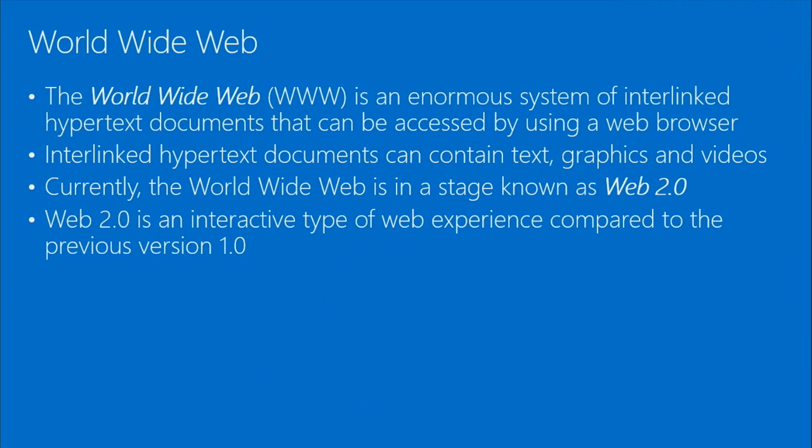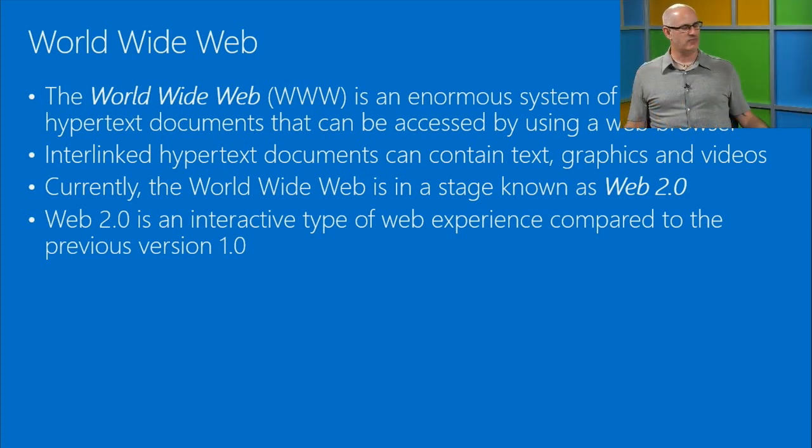So we talked about the internet and the World Wide Web being one of the services provided on the internet. It's a system of interlinked hypertext documents that can be accessed using a web browser. Interlinked hypertext documents can contain text, graphics, videos, a variety of content. Currently, we refer to the World Wide Web as World Wide Web 2.0. This refers to the social aspect of the web.